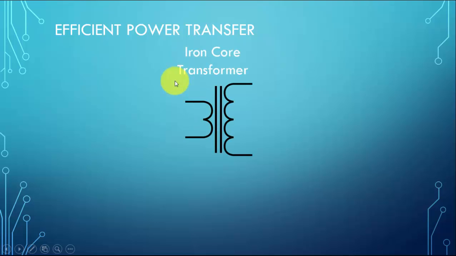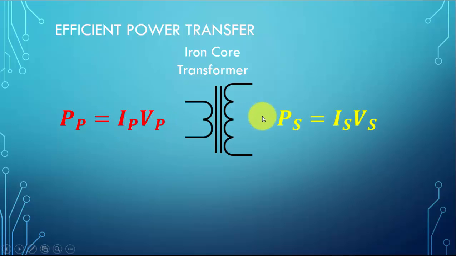So we're going to look at efficient power transfer. On the primary side, we have our well-known power formula, where P is equal to IV, where the subscript P stands for the primary. And on the secondary side, we have the same type of formula. The power output at the secondary is equal to I sub S times V sub S.